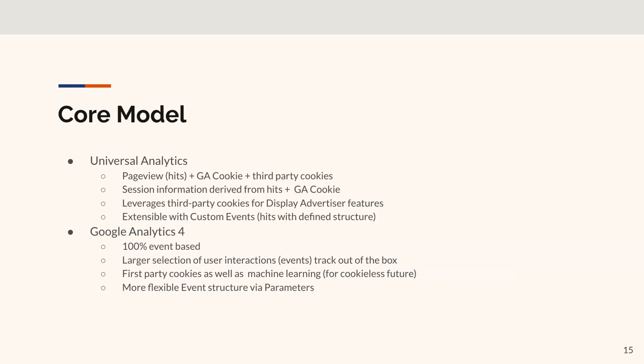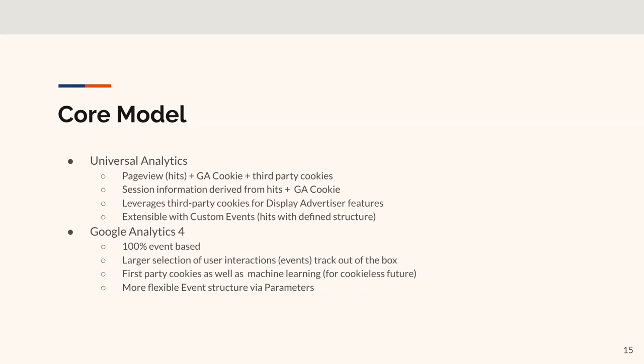So the core model in Universal Analytics is, again, page views, Google Analytics cookie, and then third-party cookies for referral information, ad retargeting, stuff like that. Session information is derived from hits, page views, and the Google Analytics cookie. So it figures out, okay, session started because we got a hit from this user first time, and then at some point this user stops interacting with the website, then our session is over and we have a time. Leverage third-party cookies for display advertising features, and you can definitely extend it with custom events, and those are really hits with a defined structure of additional metadata.